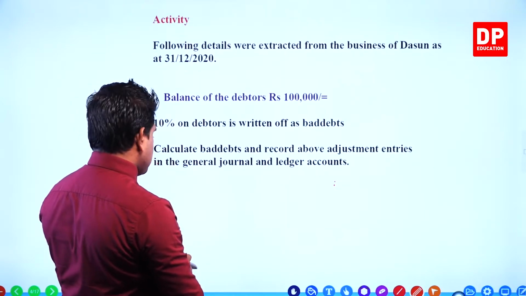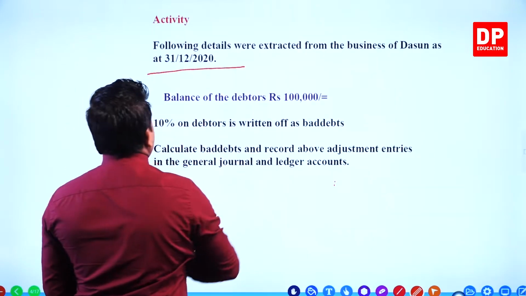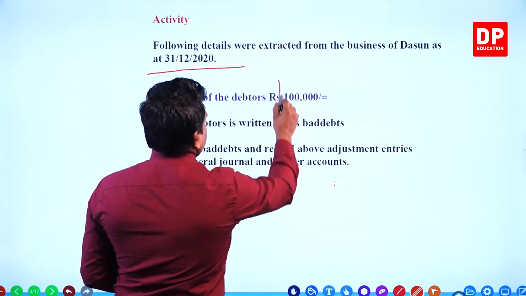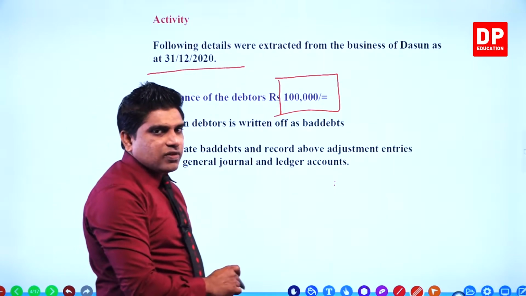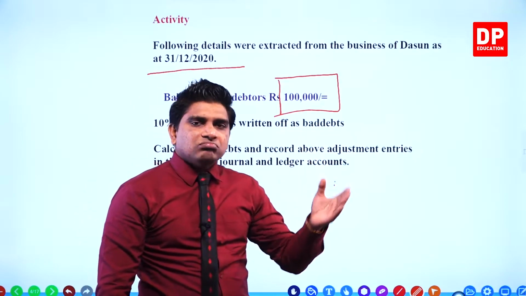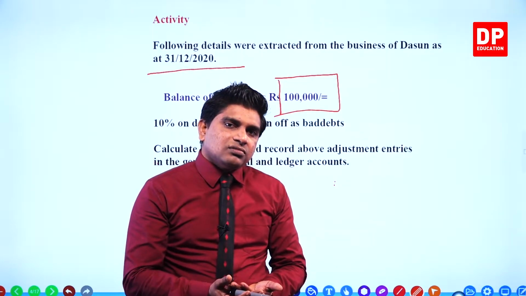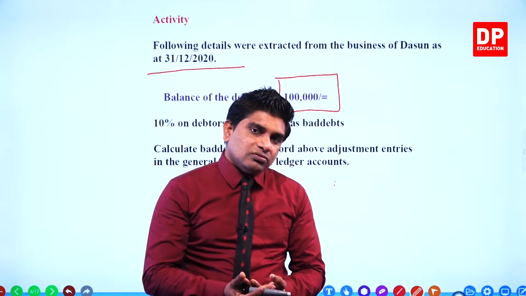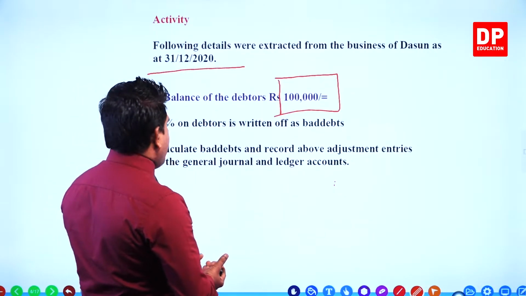In this business, as at 31st December 2020, they had debtors 100,000. They have 100,000 debtors, but they have given instruction for us what? Even though they have 100,000 worth of debtors, 10% out of this is bad debts. The business is unable to recover that value. Then 10% on debtors is written off as bad debts.